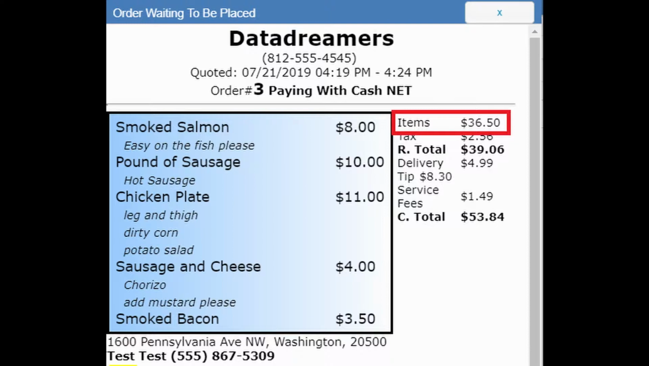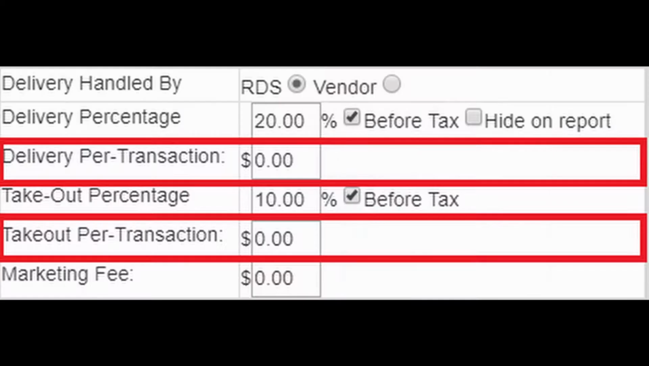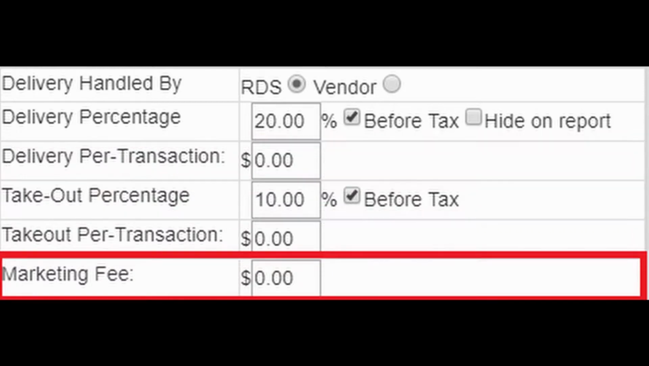The long and the short of it is the percentages take from the food total and withhold to increase your income. And the delivery per transaction and takeout per transaction are another way for you to charge the restaurant, but instead of charging them a percentage of the food, you are charging them a flat rate per order. So no matter the size of the order, if you have $5 input here, it will charge them $5 per order. And at the very bottom, you have marketing fee.